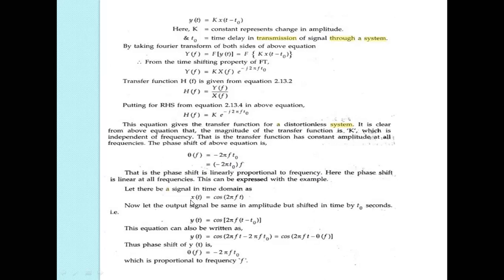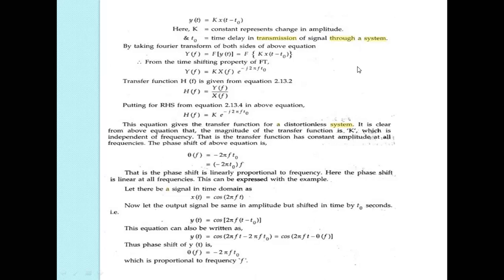This can be explained with an example. Let there be a signal in the time domain, x of t is equal to cosine function. Let the output signal have the same amplitude, but be shifted by t naught due to the system delay: y of t is equal to cos 2 pi f into (t minus t naught). This equation can also be written as y of t is equal to cos(2 pi f t minus 2 pi f t naught). What is minus 2 pi f t naught? It is theta of f. Thus, the phase shift of y of t, theta of f, is equal to minus 2 pi f t naught, which is proportional to the frequency. It's a distortionless transmission. Understood?